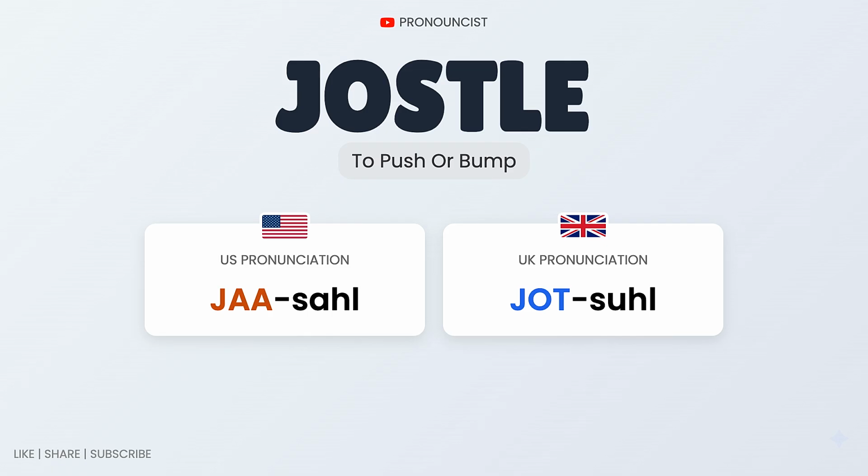JOSTLE. Now, read the syllables of British pronunciation shown on the screen naturally. Jot, sul, JOSTLE, jot, sul, JOSTLE. In US, stress ja. In UK, stress jot. JOSTLE, JOSTLE. Practice repeatedly and you'll soon be able to say this word perfectly.